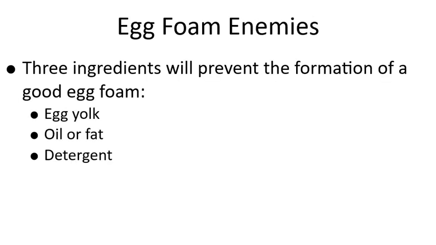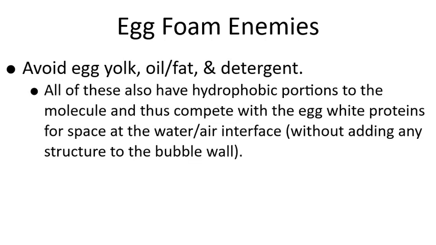Now, the ways we've just discussed aren't the only ways to limit the protein coagulation. In fact, there are some ingredients that will prevent the formation of a good egg foam. These include the egg yolk, oils and fats, and detergents. As a result, we need to avoid having any of these in the bowl with the egg white. All of these have hydrophobic portions in the molecules, and so they'll compete with the egg white proteins for space at the air-water interface. However, they won't form bonds between neighboring molecules like the egg white proteins will, and so they won't contribute to the structure of the bubble wall.